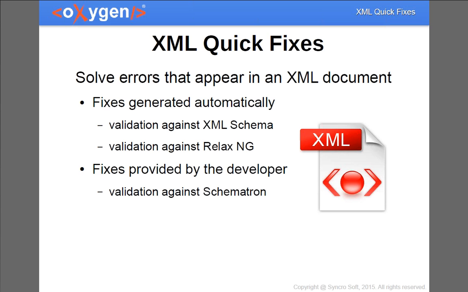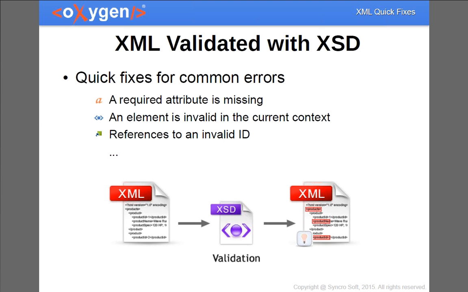So in oXygen, we offer quick fixes for generic XML documents. There are fixes that are generated automatically if you validate an XML against an XML schema or a RelaxNG schema, and fixes that need to be provided by the schema developer in the case of Schematron. We'll start with XML validated against an XML schema, and I will show you some examples with quick fixes for common errors like a required attribute is missing, or an element is not allowed in the current context, or an attribute value is not correct.